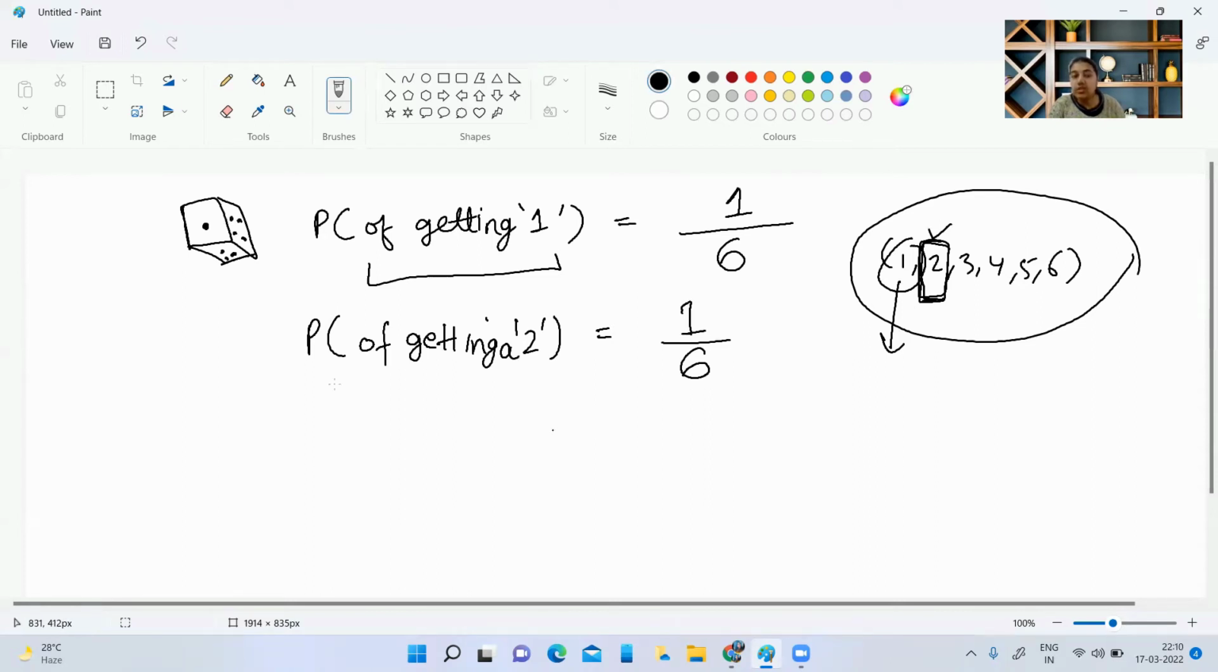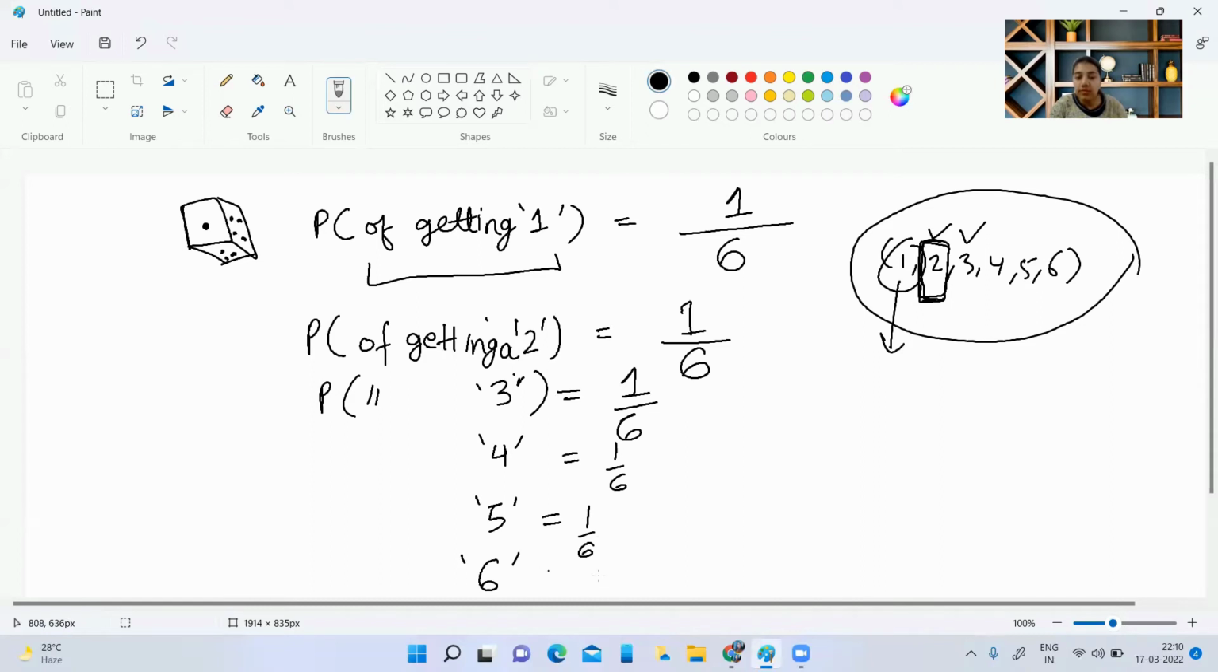Are you getting it? Similarly, the probability of getting a number 3 is, because 3 is also occurring only once in a dice, the probability of getting a 3 is also 1 by 6. And so on, the probability of getting a 4 is also 1 by 6, the probability of getting a 5 is also 1 by 6, the probability of getting a 6 is also 1 by 6. So how many total events are here? Let me complete this.